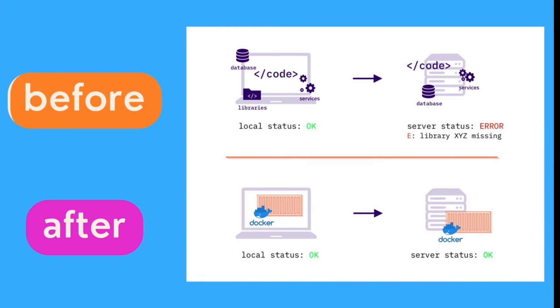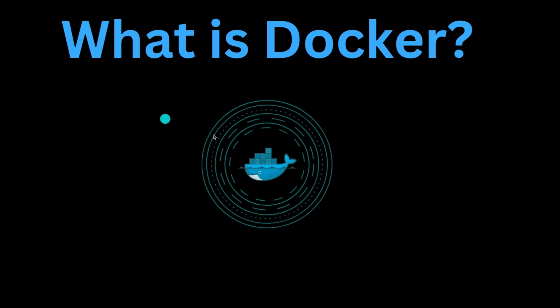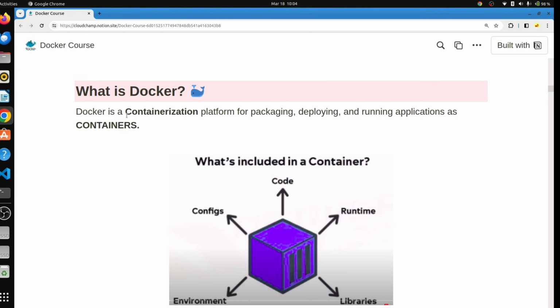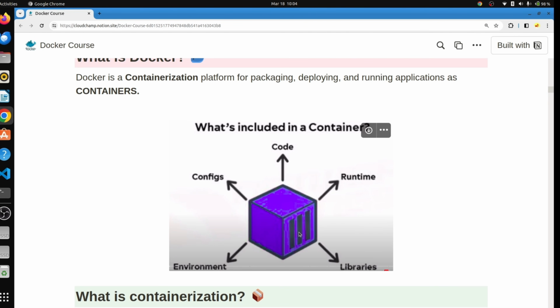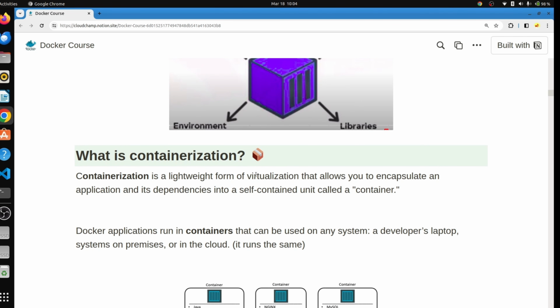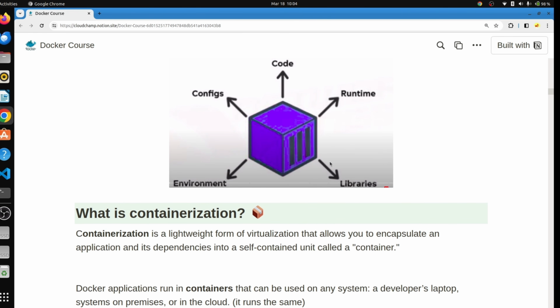Now that you have general idea of why Docker is used and what problem it's solving, let's look at the definition of what is Docker. And according to the official documentation, Docker is a containerization platform for packaging, deploying and running applications as containers. So what is containerization? If you have worked on virtualization tools like VirtualBox and VMware, containerization is a lightweight form of virtualization that allows you to encapsulate an application and its dependencies into a self-contained unit called as container.